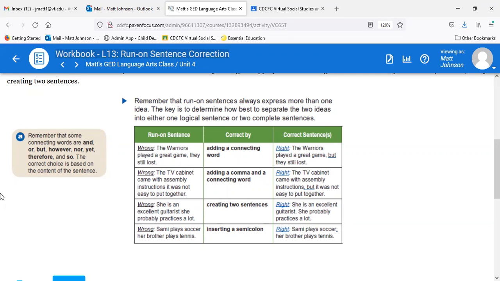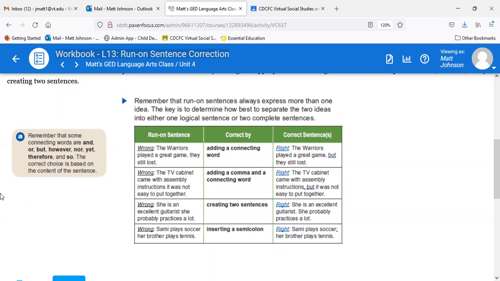So we'll take a look here and just think about those words. Am I contrasting a point, or am I adding to it? Or on occasion, am I drawing a conclusion? Therefore would be that case. In closing would be another idea you could use. So our incorrect sentence here: the Warriors played a great game, they still lost. Okay. Add a connecting word. The Warriors played a great game, but they still lost. Right, now we're using that connecting word, but shows contrast in ideas. They played great, but they lost.